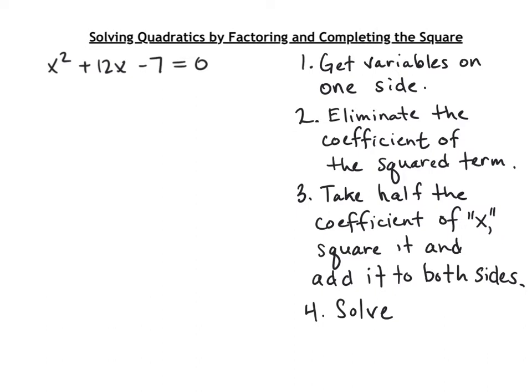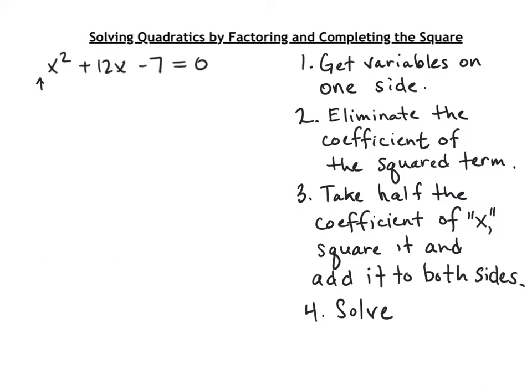Here are the steps to solve by completing the square. First thing is to get the variables on one side and the constant, the number, in this case the minus 7, on the other. If there's a coefficient in front of the squared term, eliminate it. Divide everything by 2 or by 3. If there's a 5 in front of that, divide everything by 5. This can make some messy numbers.